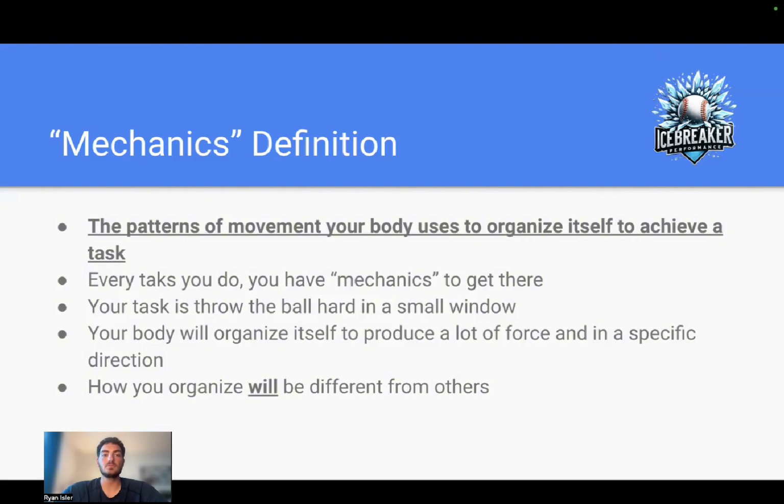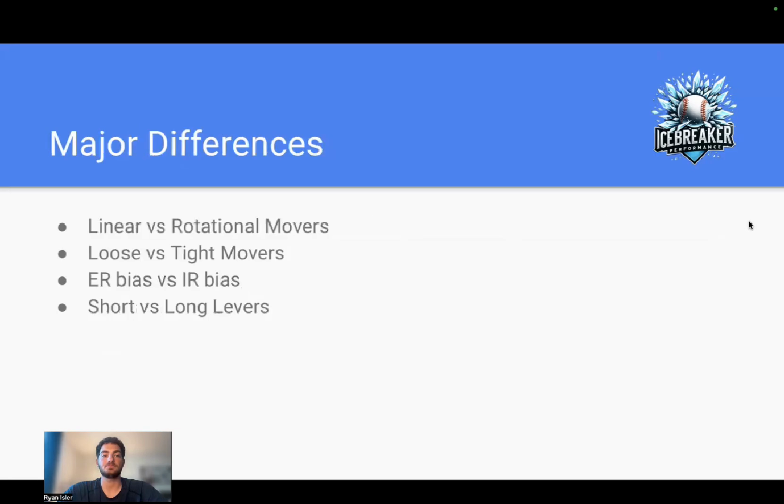right? So your task as a pitcher is to throw the ball hard and through a small window, right? The strike zone. So your body is going to organize itself to produce a lot of force into the ball and produce that force in a specific direction to try to get it where it needs to go, right? So how you go about organizing yourself to do that is going to be different from one of your teammates or a big leaguer or any of those things, right? So how you find your way of moving is going to be different from everybody else.